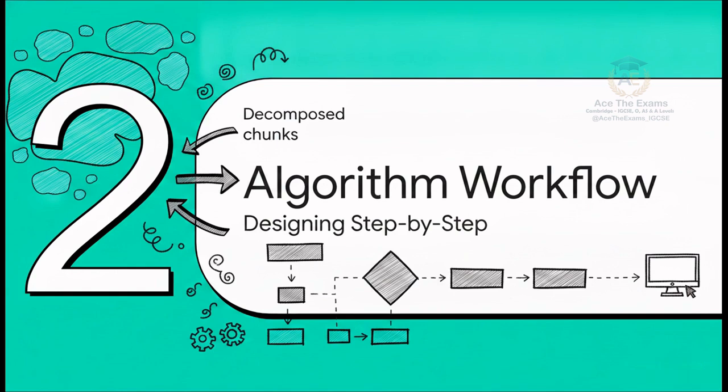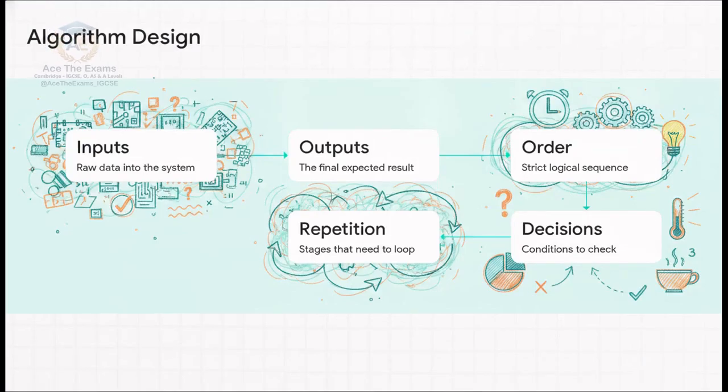Next up, section Designing Your Algorithm Workflow. So once we actually have our decomposed chunks, we need to arrange them into a formal workflow. This is a set of sequential instructions that a computer can actually execute. When you're designing an algorithm from scratch, a programmer must always define 5 mandatory stages. First, inputs. What raw data is actually going into the system? Second, outputs. What should the final result look like?